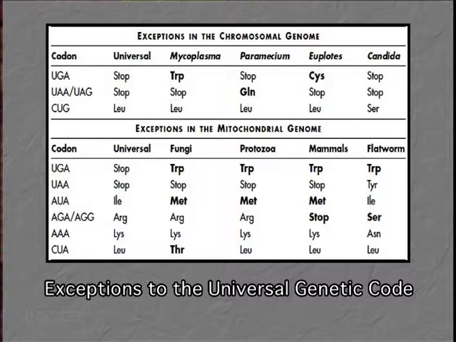In mitochondrial genomes, we see that UGA, which is a stop codon, codes for tryptophan in the mitochondrial genome of fungi, and in protozoa, mammals and platyhelminths it also codes for tryptophan. And UAA, which is universally a stop codon, in flatworm codes for tyrosine. So this type of exception occurs and the list is endless. So nothing can be said to be fixed.